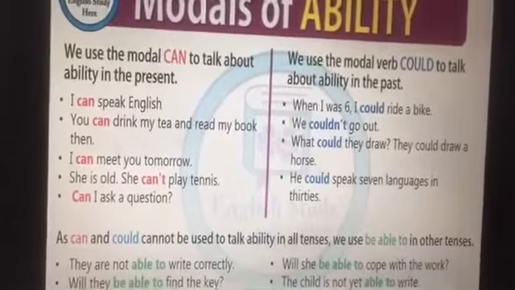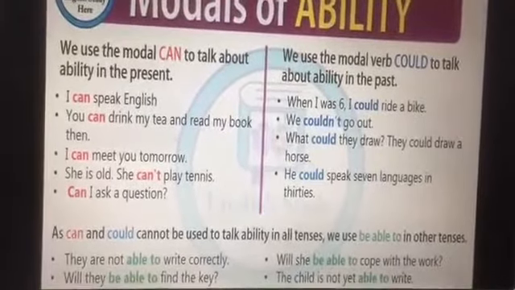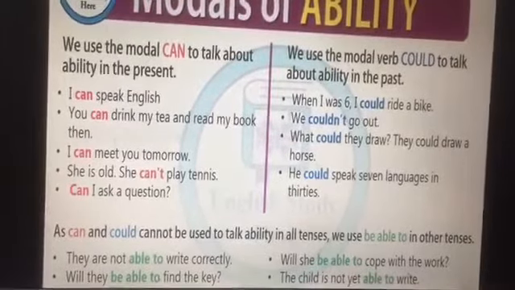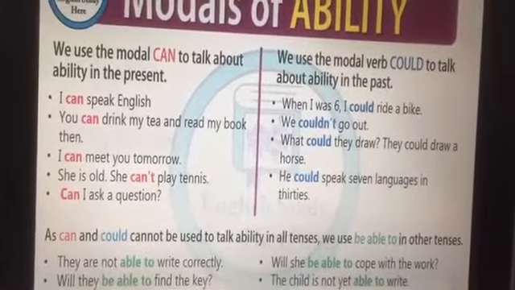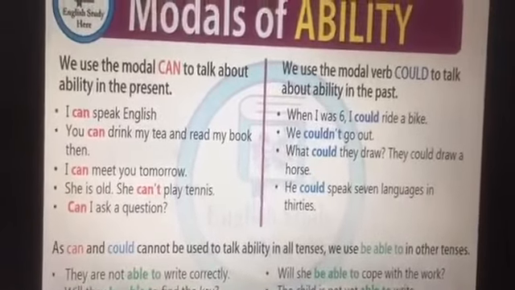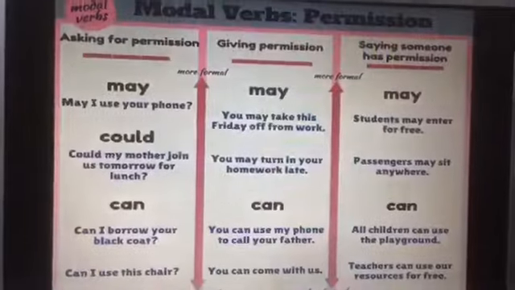Can and could, as I said, can for present, could for past. And for all other tenses, we can use be able to. They are not able to write correctly. Will she be able to cope with the work? Right? This was modals of ability.